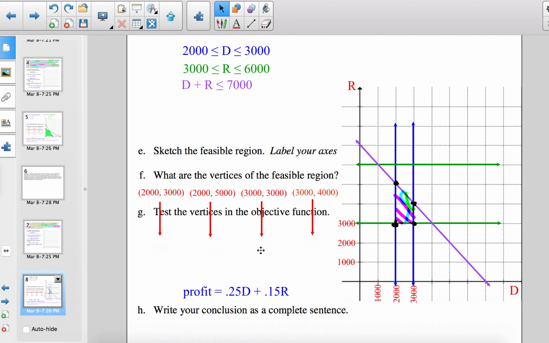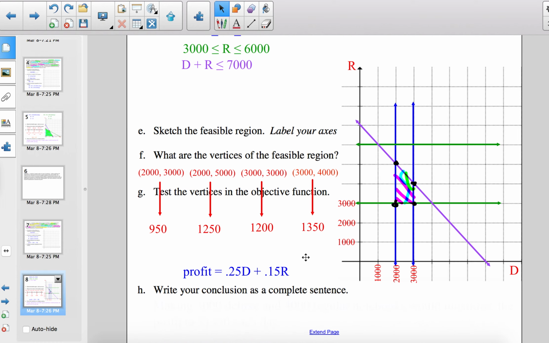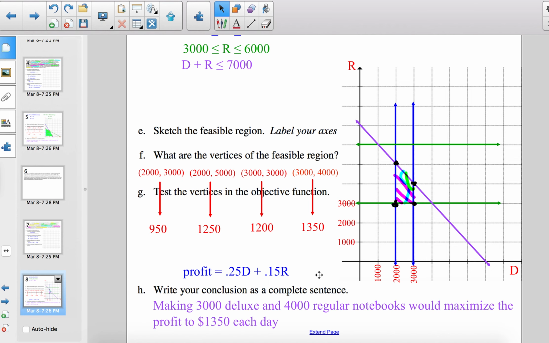And I did it ahead of time to save some time because this video is very long. These were my 4 answers. You should certainly double check me. Now, if you remember what the objective was, it was to maximize. So that's this one right here, the 3,000, 4,000. So if we write that in a sentence, this is 3,000 of the deluxe and 4,000 of the regular. That's going to get me a profit of this much money. So here's what I wrote. If I make 3,000 deluxe and 4,000 regular notebooks, it would maximize my profit to $1,350 each day.